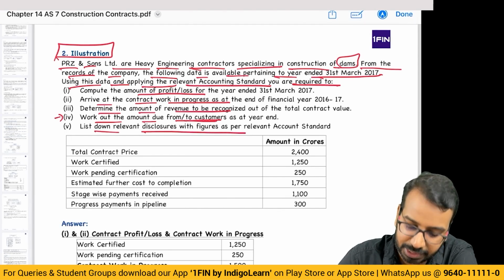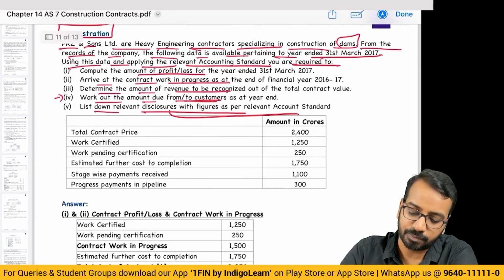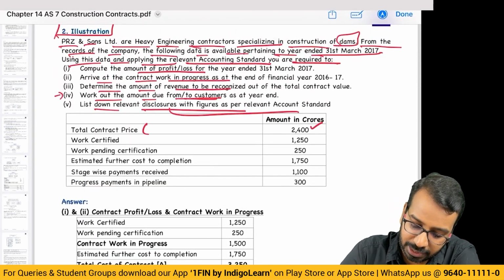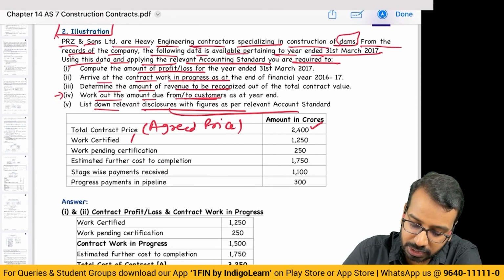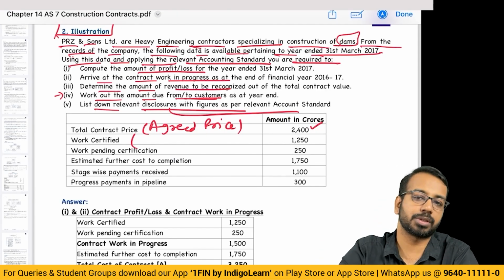So this we have not yet discussed, but as a part of this question itself, we will discuss it. Disclosures, we know we can do subsequently. Contract price, this is the agreed price. Work certified. Now, work certified, what happens is, of course, you would learn this as a part of costing also.